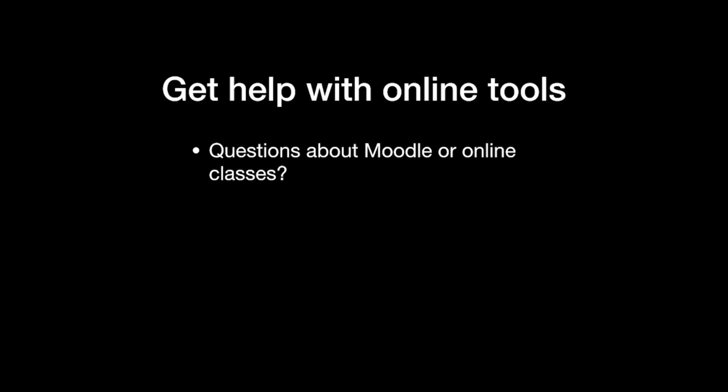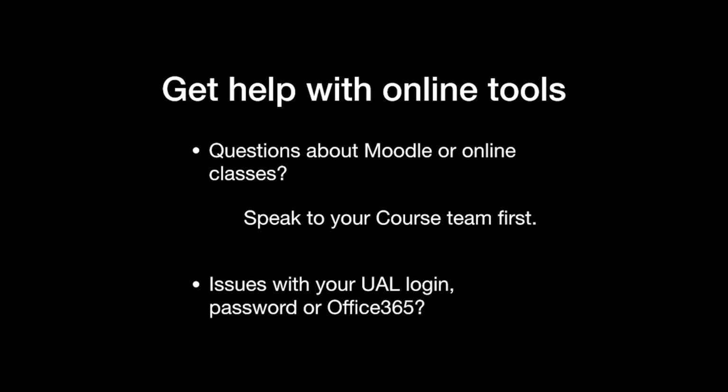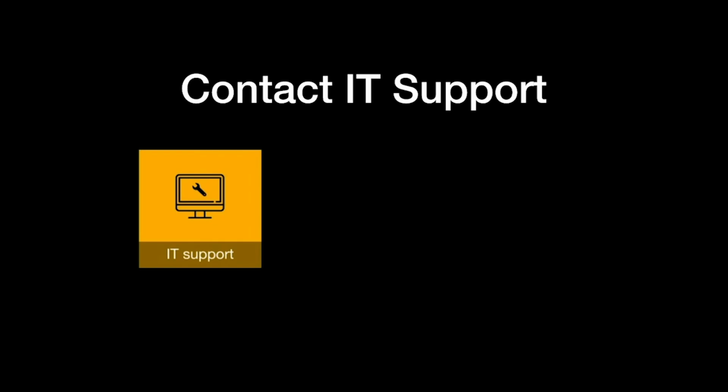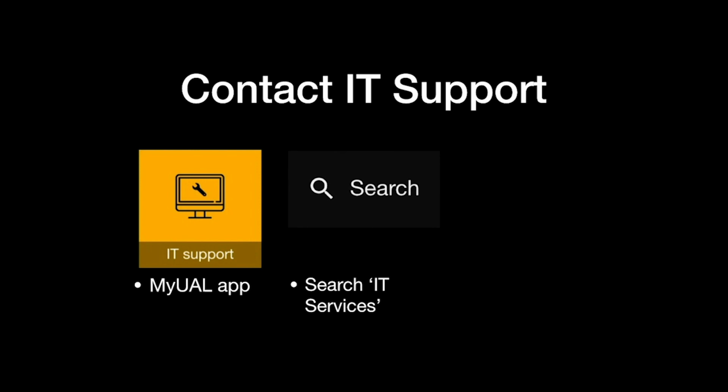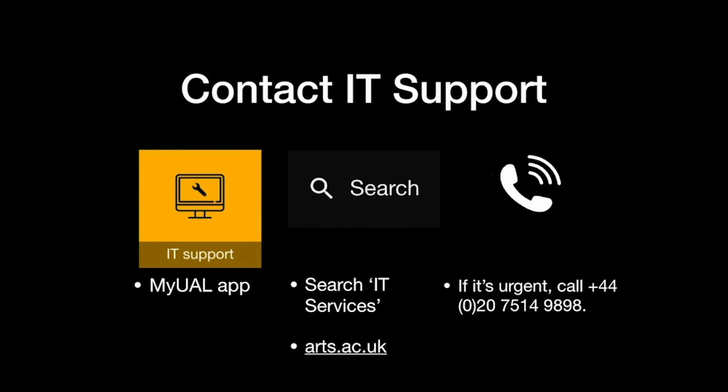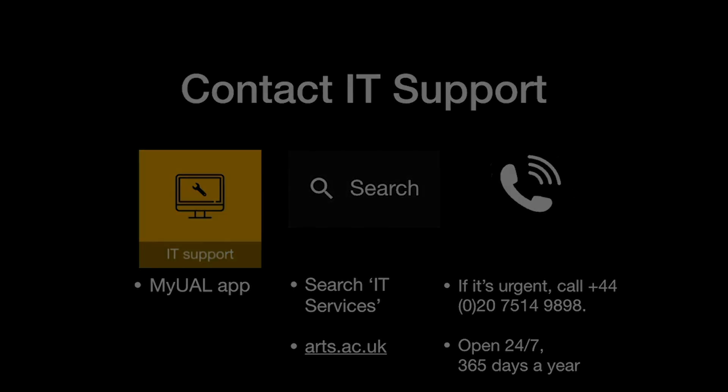Where to get help? For questions about Moodle or Collaborate Ultra, please speak to your course team. For issues with your UAL login, password, or Office 365, such as Outlook email or Teams, contact IT support. You can either raise a ticket on My Support, or if it's urgent, call the IT service desk. Find the IT support tile on the My UAL app or search IT services on arts.ac.uk. If you choose to call, the phone lines are open 24/7, 365 days a year.